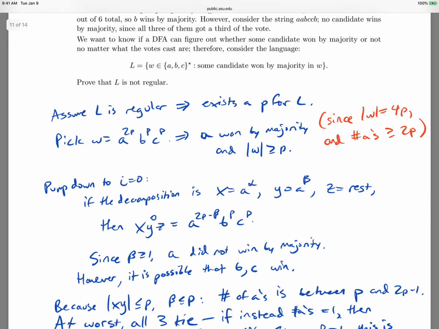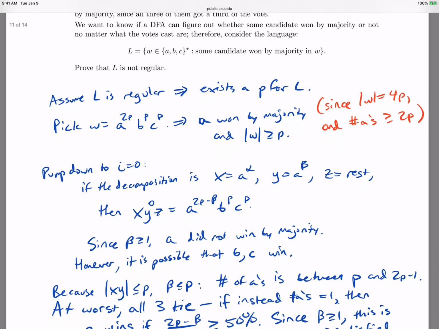So a lot of people picked A to the P, B to the P, C to the P. Is that in this language? No, why not? Yes, someone has to win by majority. If everyone tied, did someone win by majority? And there are 3 people. No. Okay?